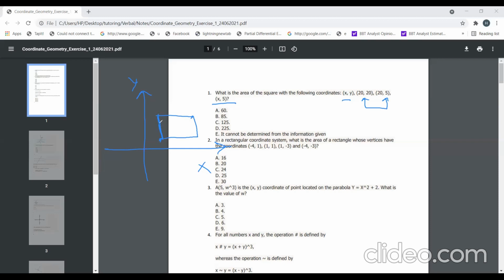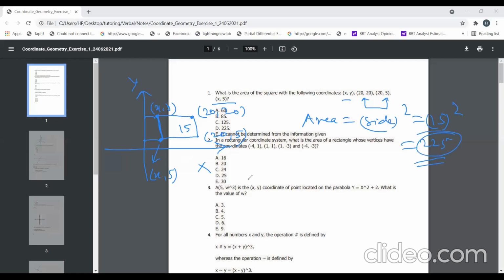So this line is supposed to be parallel to the y axis. Now, of course, these two points would have the same distance from the y axis, and that's why they would have the same x coordinate. So if this point is X, Y, then this point is supposed to be X, 5. Similarly, if this point is 20, 20, then this point is supposed to be 20, 5. So what we need to do now is just find the length of one side since it's a square. We don't need to find the length of another side. Since the x coordinates are equal in this case, the length would simply be 15. And so the area would be side squared, which is 15 squared, equal to 225.